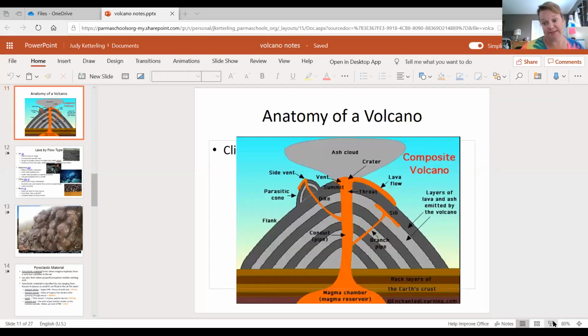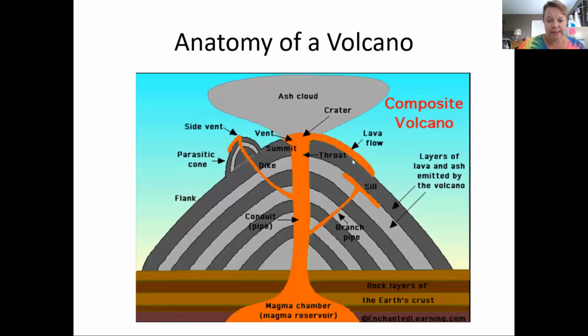So let me share my screen. This should look a little bit familiar. This was the drawing that I did. Mine, of course, was better. I mean, come on, this is pretty substandard.